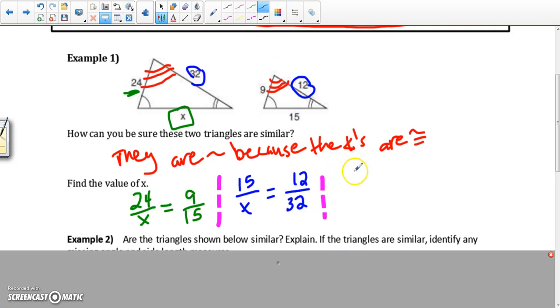And we have many different options. If I say x is to 32, so x over 32 equals 15 over, it has to be the 12. That 9 is not part of it. So, same thing, and you can cross multiply and solve for x and you're done.